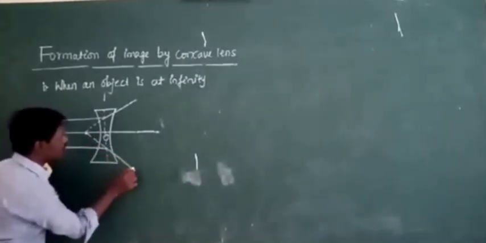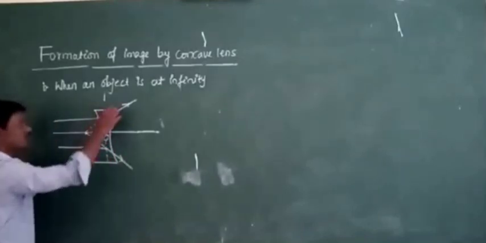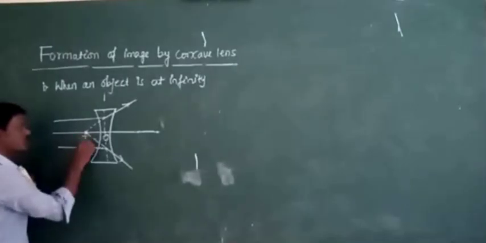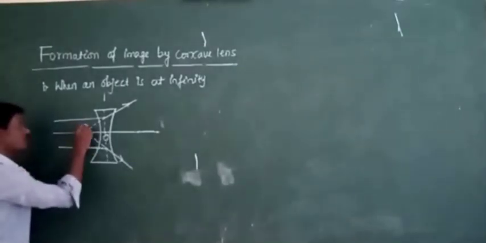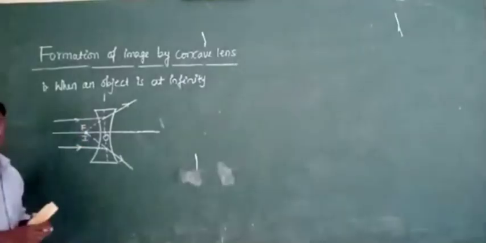Here also this refracted ray appears to come from a point. That point is called principal focus. The point from which the rays appear to diverge is where the image of the object is formed. This is I. Where is the image of the object formed? At the focus, when the object is at infinity.